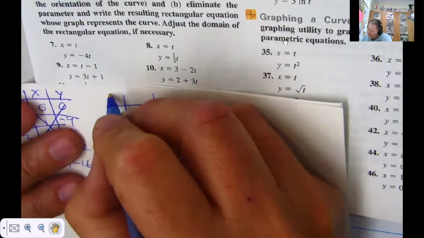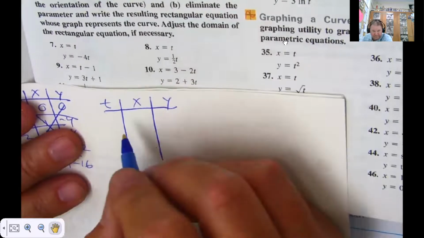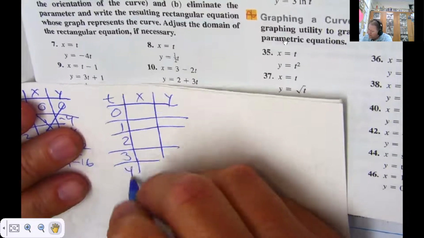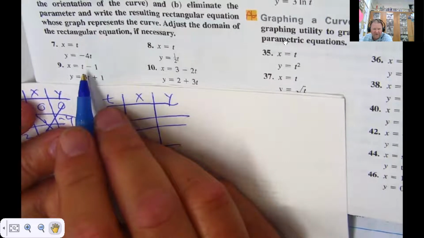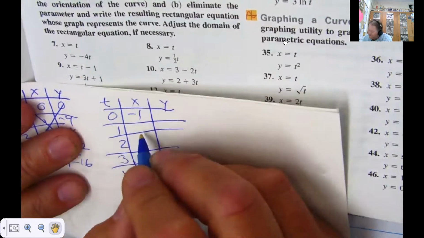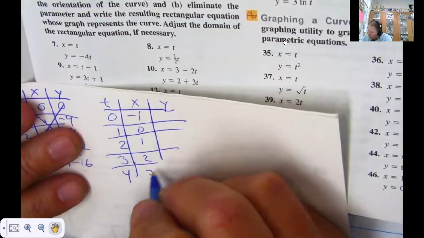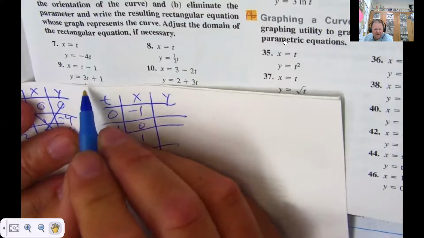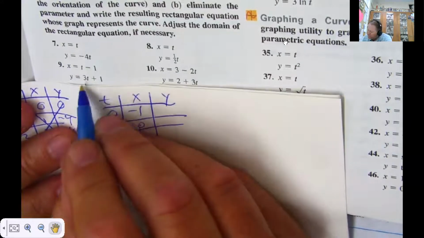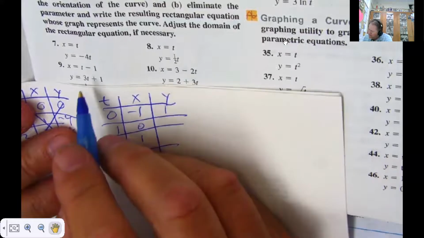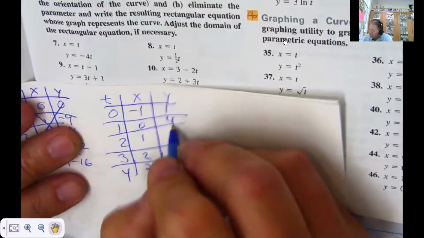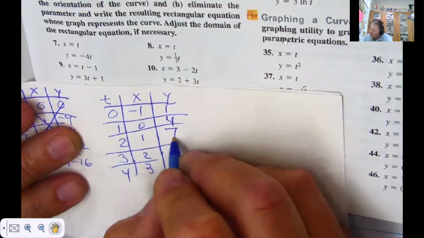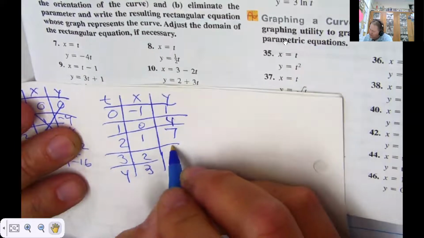This would be t, x, and y. Again, we'll do 0, 1, 2, 3, 4. If we substitute in for t, a 0, x is negative 1, 0, 1, 2, and 3. We substitute in those t values here to find x. And then we substitute these t values in for y. 3 times 0 is 0 plus 1 would be 1. And 3 times 1 plus 4 is 7. You can see it's plus 3, plus 3, plus 3. This would be 10.